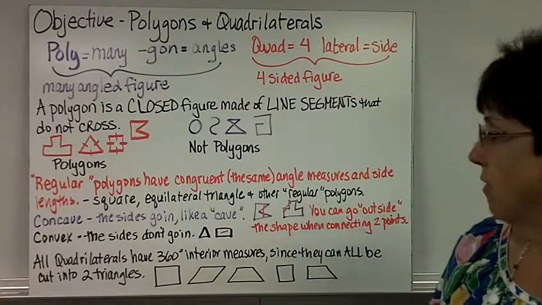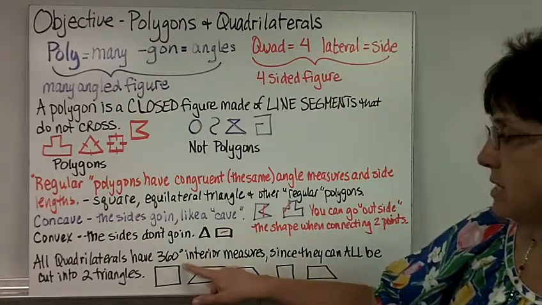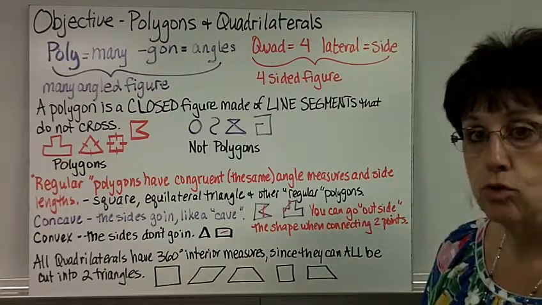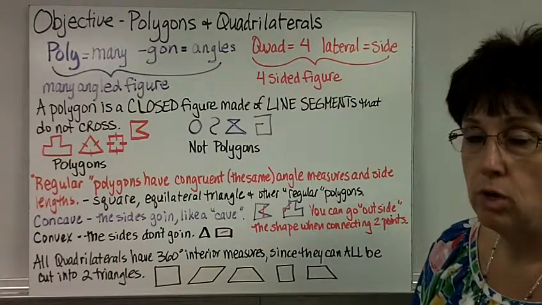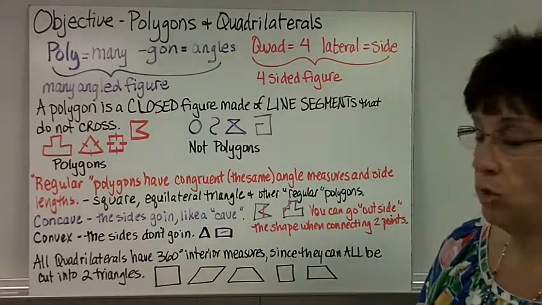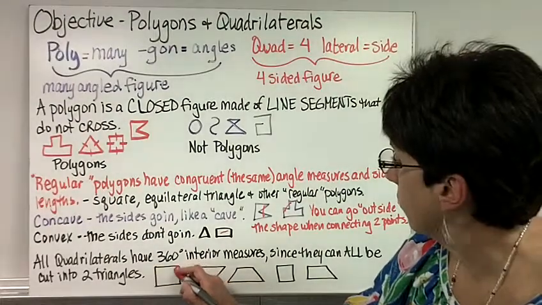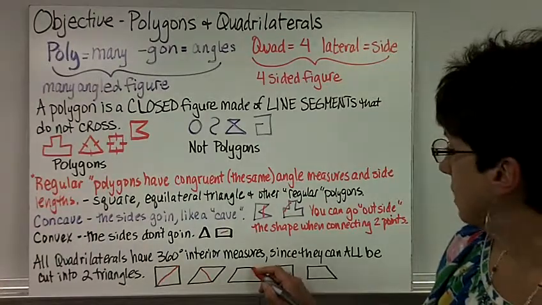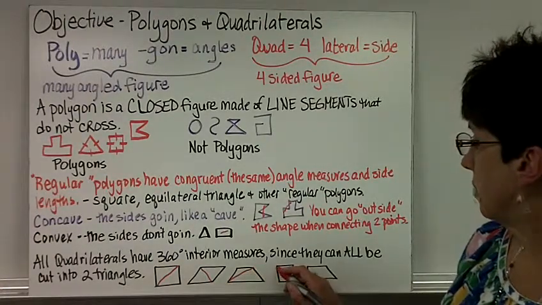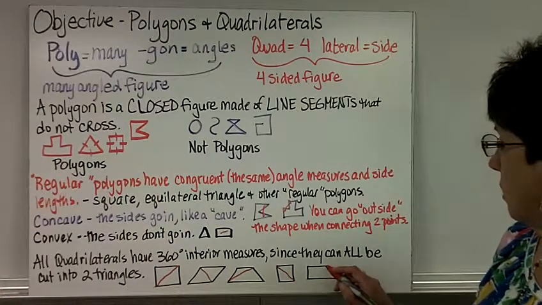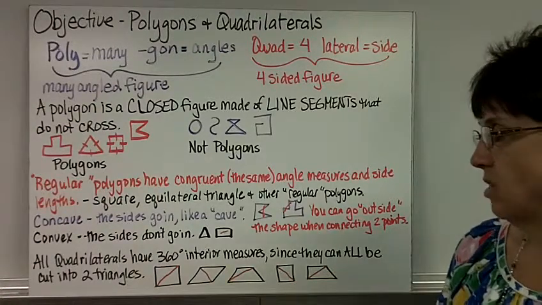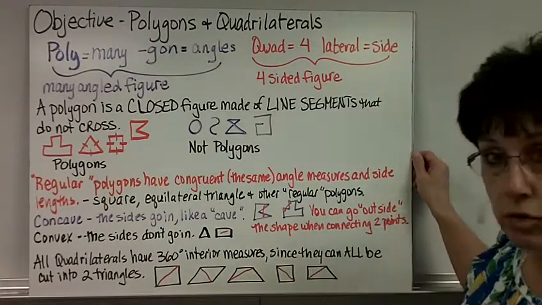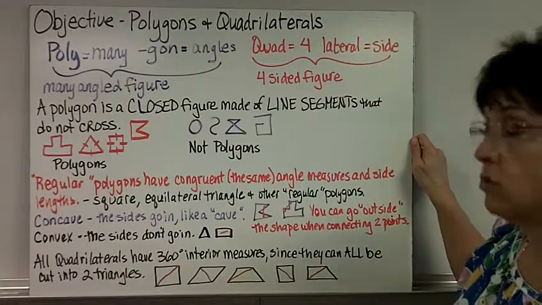All quadrilaterals have 360 degree interior measures, since they can all be cut into 2 triangles. And remember from our triangles video, every triangle has 180 degrees. So that's one. You can cut this way, and you can cut it other ways too. Let's cut this one like that. This one diagonally this way, and how about if we cut this one this way? And that's all the triangles we can cut it into. So since there's 2 triangles and each triangle is 180 degrees, 2 times 180 is 360.